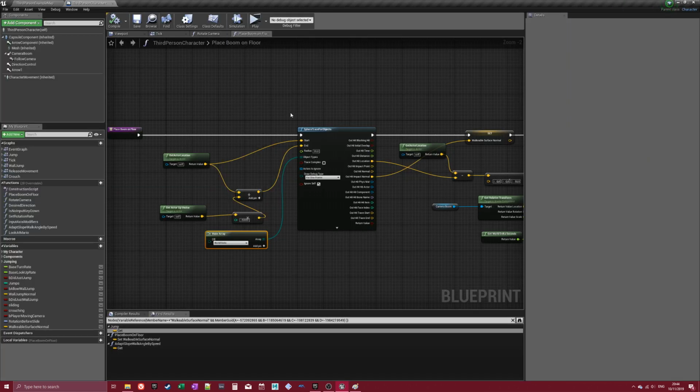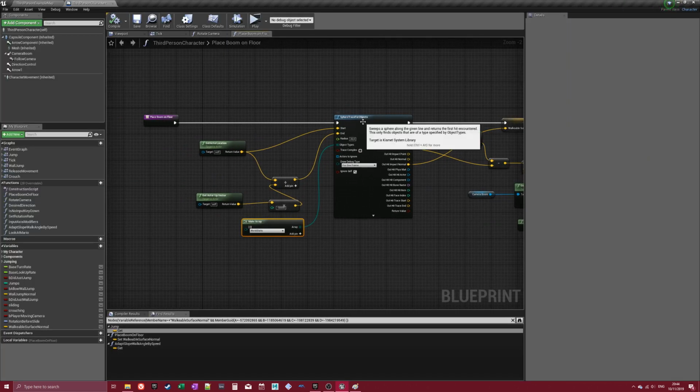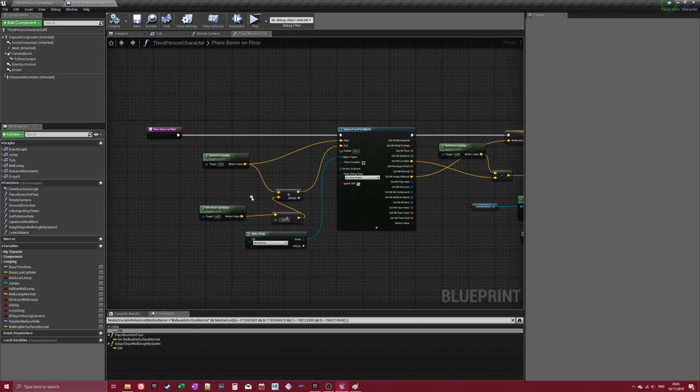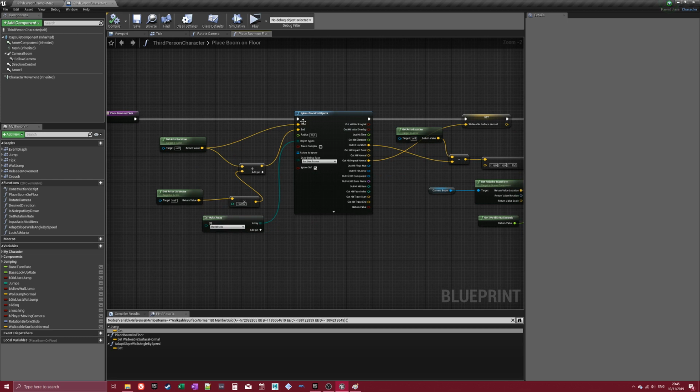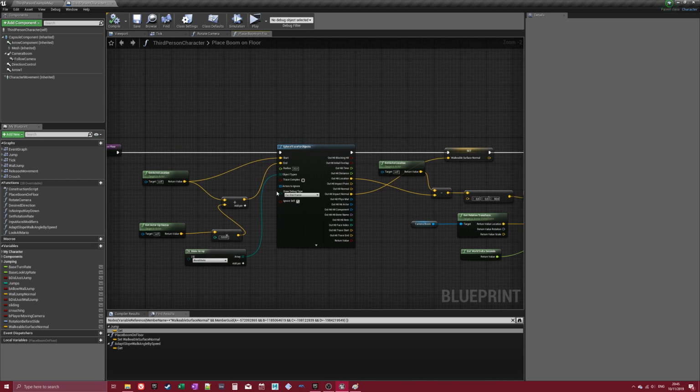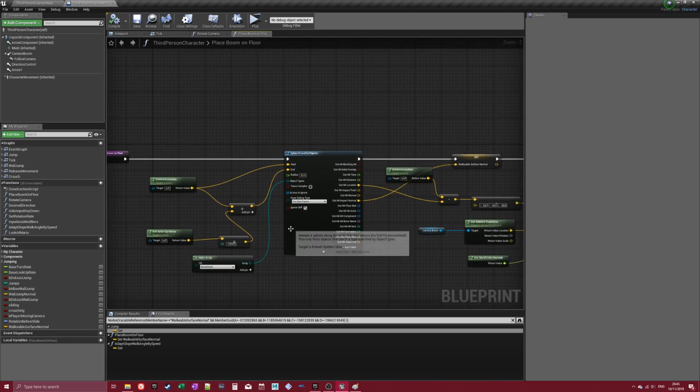So anyway, it starts at the actor location, up vector, multiply by minus 50,000. It doesn't really matter. I mean, it can be minus 2,000 or whatever. If this is a minus, this needs to be a plus. I assume that you guys know how to use traces. This is like basics. You really, really need to be good at this.